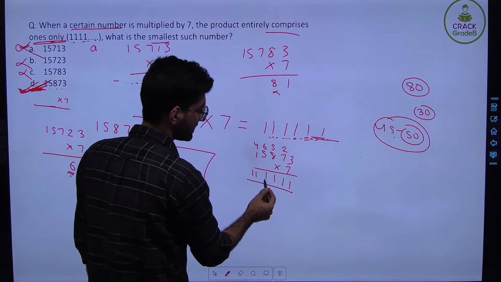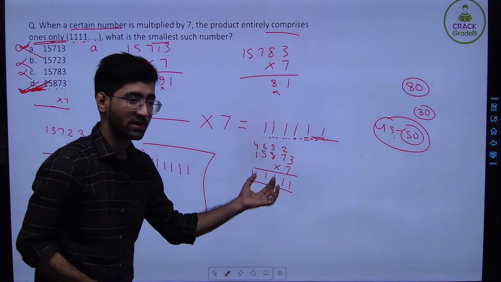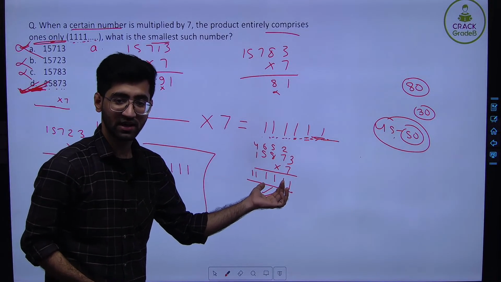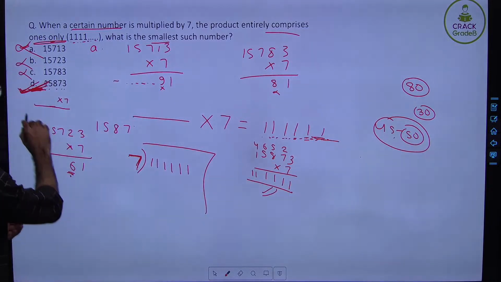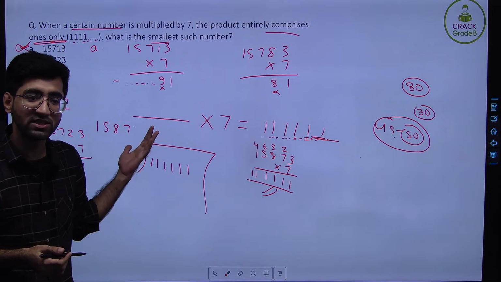See, there are 6 ones, right? The product comprises only ones. Are you able to notice this thing? So now tell me, is this question really difficult? No, it is not difficult.